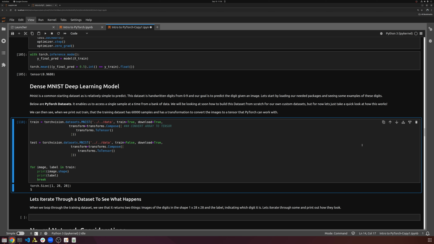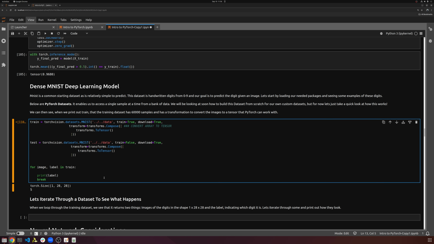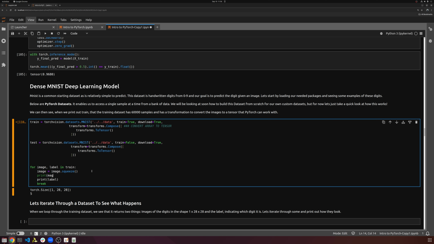But let's quickly visualize one of these images. So what we're going to do is image is equal to image.squeeze, because we don't really need the extra dimension. Let's look at image.shape. So dot squeeze removes any redundant dimensions.